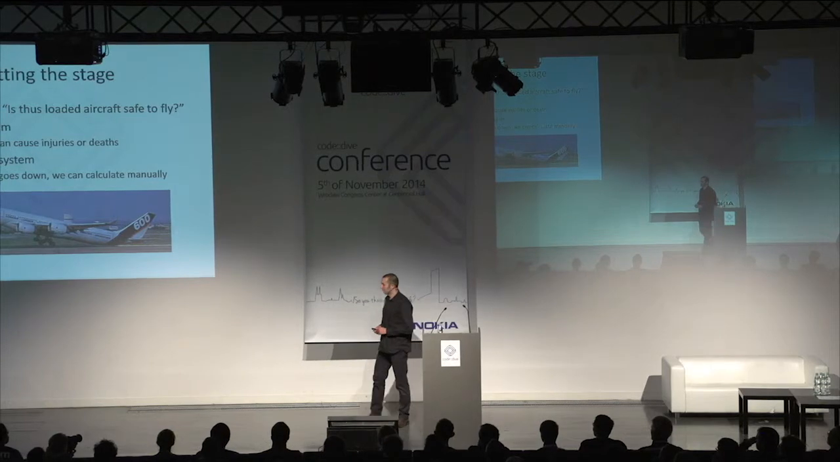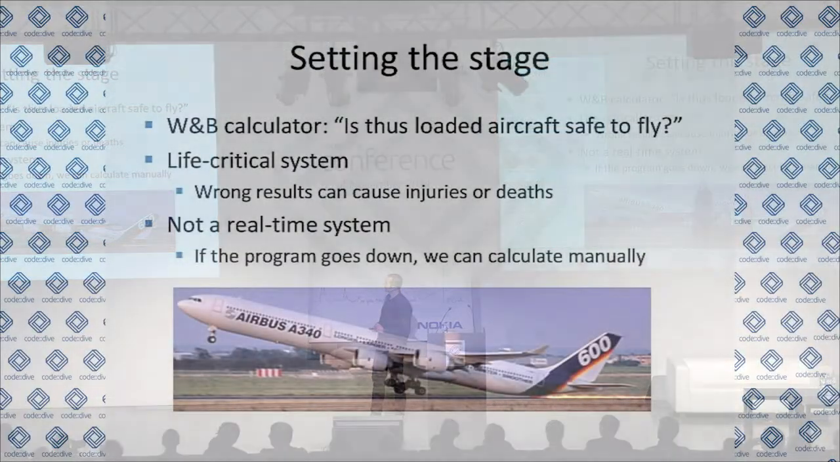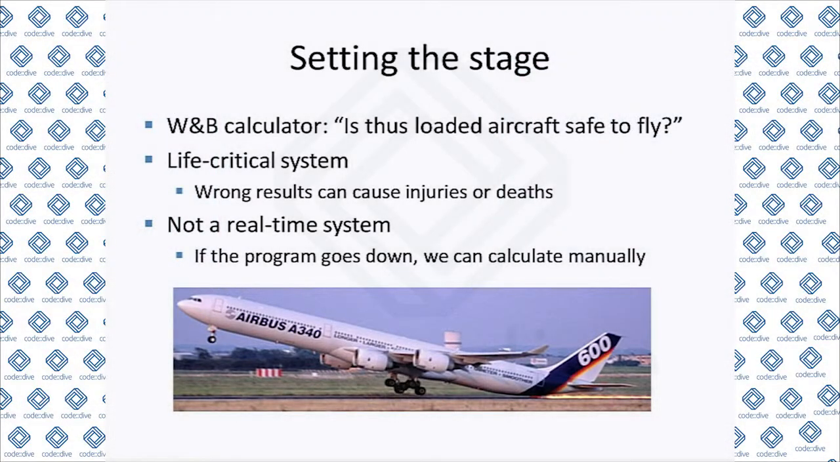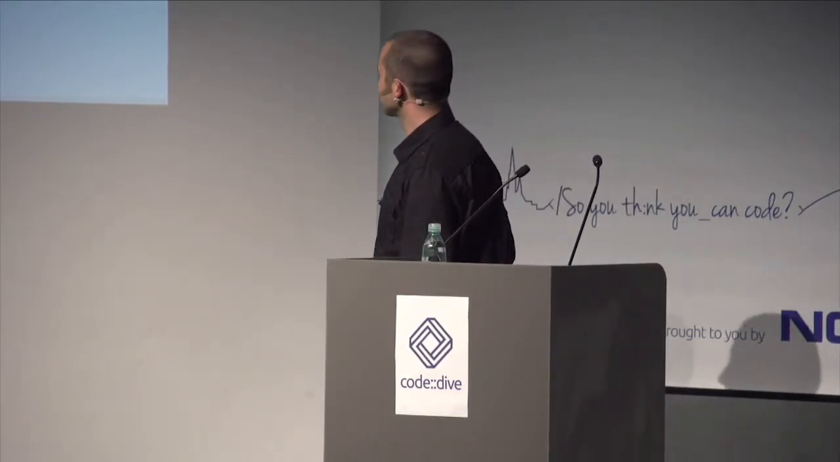For a couple of years, I worked on a life-critical system, which was, this is what it's called in the industry, a weight and balance calculator. It is used to say whether an aircraft loaded with these people, their baggage, this particular cargo, and fuel necessary for the trip is safe to take off, whether it's not overweight, within balance limits.